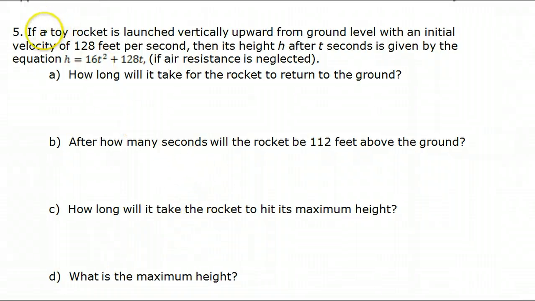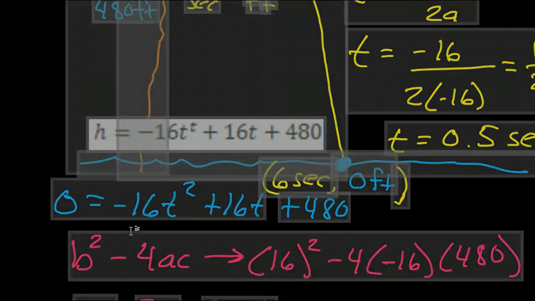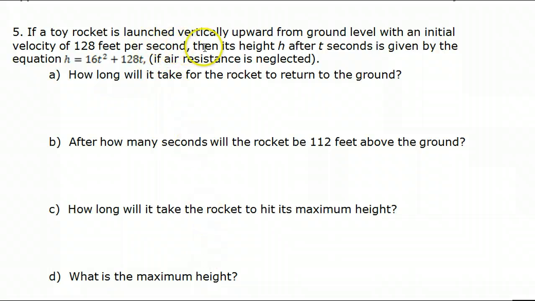Okay, a toy rocket is launched vertically upward from the ground. We got this equation. How long will it take to return to the ground? Yada yada yada. Okay, so same type of situation. Okay, let's start over with a clean slate. Alright, it's launched upward from the ground level. So I'm just going to modify my picture slightly.